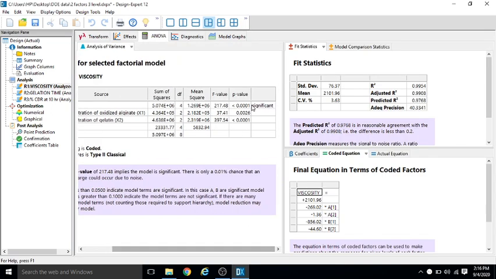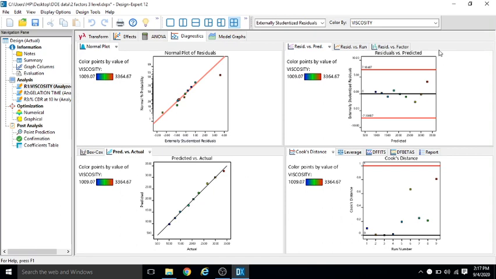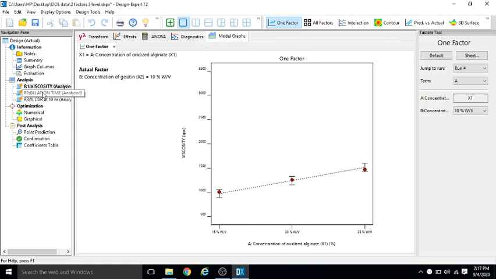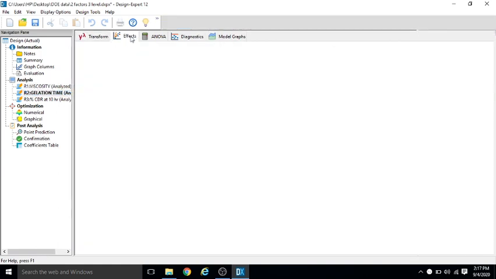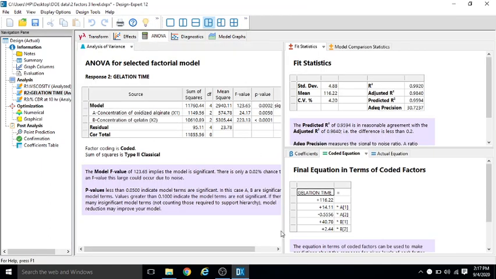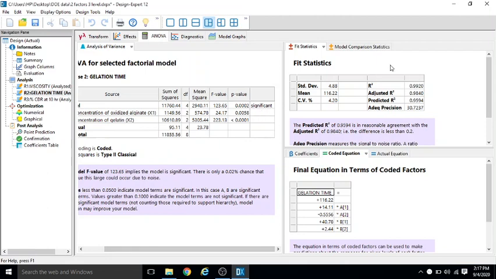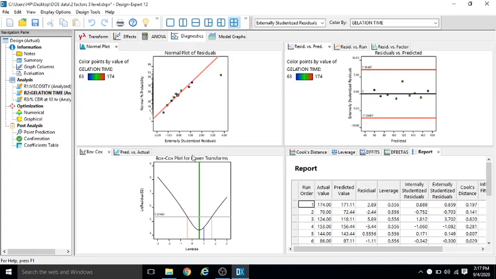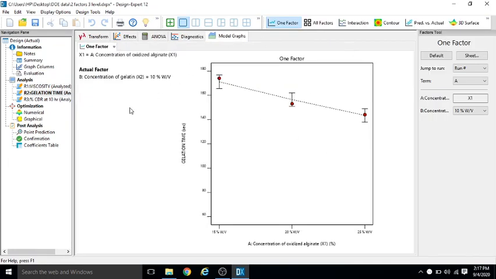ANOVA models are significant, right? R square, adjusted R square and predicted R squares are very near. Adequate precision is greater than 4. This would give you the polynomial equation, diagnosis. So your readings are correct. And then you have model graph. So similarly for gelation time, effect, concentration of gelatin is more prominent. ANOVA, the model is significant, and this particular set of data shows that your readings are correct. Diagnosis, and you have model graph.